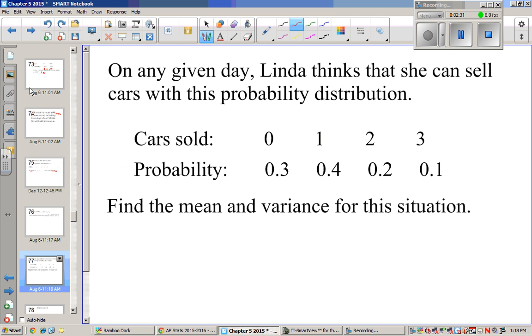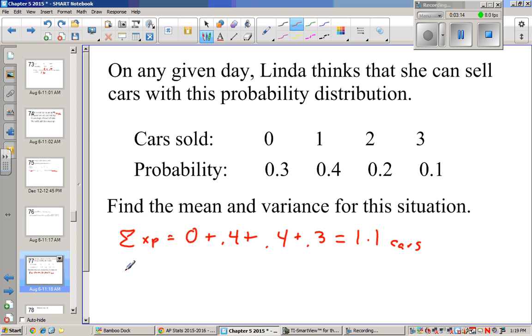All right, here's a good example. If I want to find the mean and variance of the situation. So the mean, we'll just know it's the sum of all x times our p's. So to do that, I just take 0 times 0.3, which is 0, 1 times 0.4, which is 0.4, 2 times 0.2, 0.2, 3 times 0.1, 0.3. And now I'll add those up to get 1.1. I should have given you the context. On a given day, Linda thinks that she could sell a car with these probabilities. So the amount of cars sold, she expects to sell about 1.1 cars.